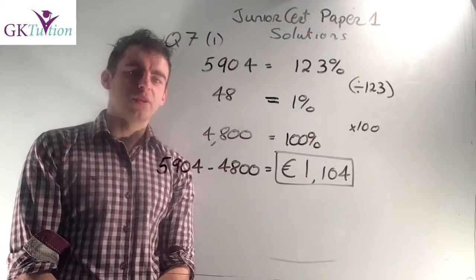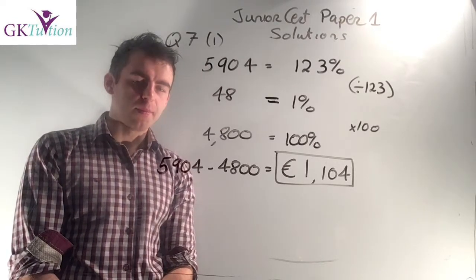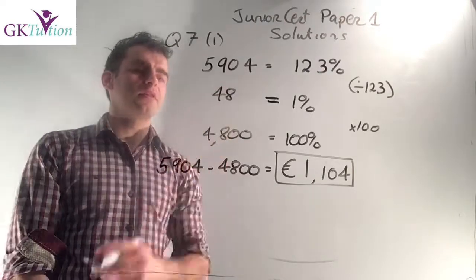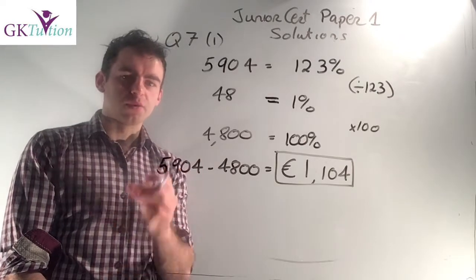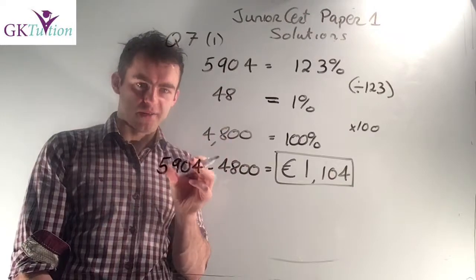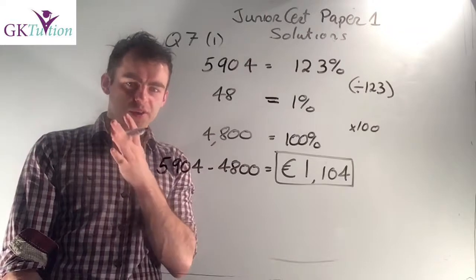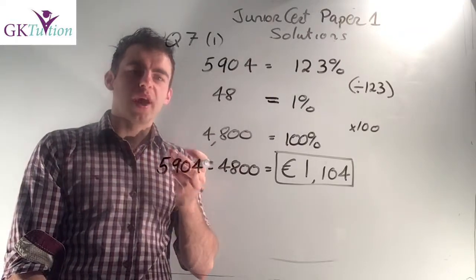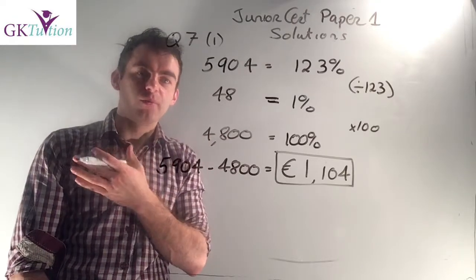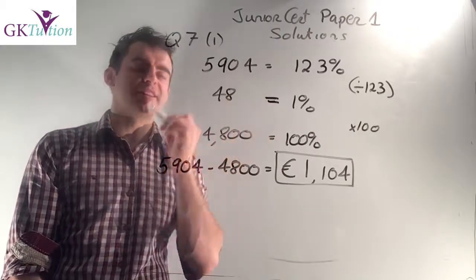Okay, in question 7, we're told that a company buys a computer for €5,904, but that price is inclusive of VAT at 23%, which means that the €5,904 represents 100% of the cost of the computer plus 23% VAT. In other words, it's 123% of the original cost of the computer. And we're told that the company is allowed to claim back their VAT. So we're asked to work out how much money they can claim back. In other words, we need to work out how much of this is VAT.